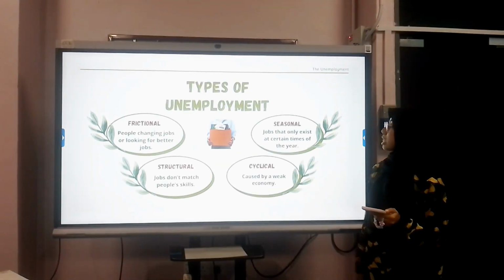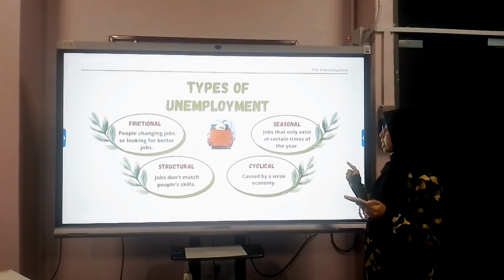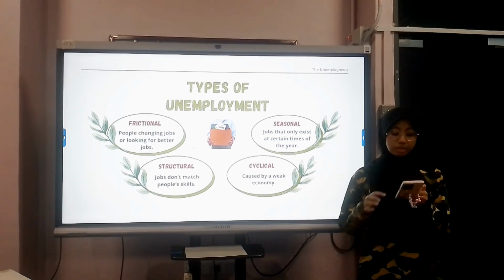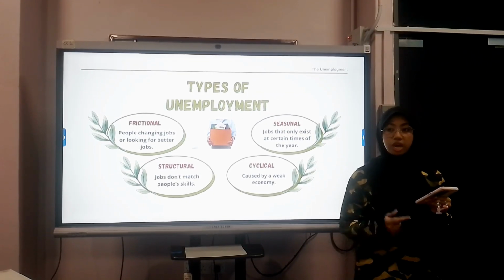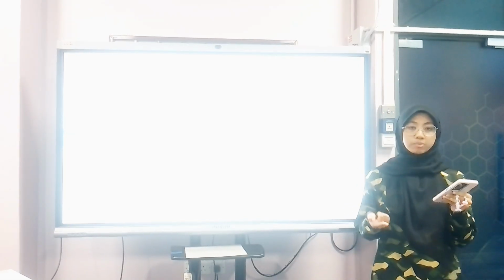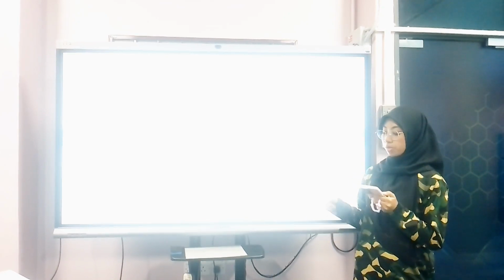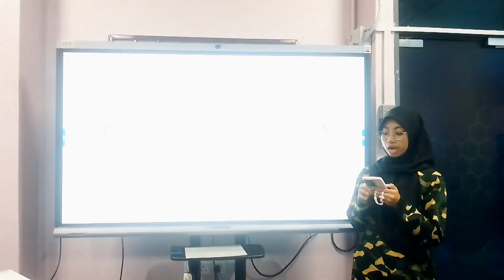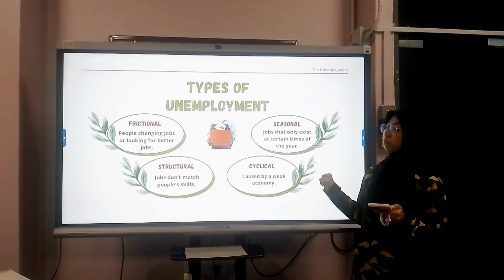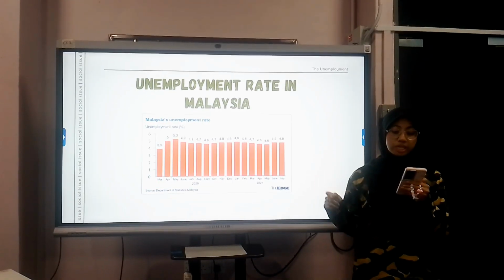The last one is seasonal unemployment. This type happens when jobs only exist at certain times of the year. For example, people who work only during the harvest season, or tourism workers who are busy during school holidays but have no work in the off season. Seasonal unemployment is common in agriculture and tourism industries. Now that we understand each type of unemployment, let's see how unemployment has changed in Malaysia in recent years.